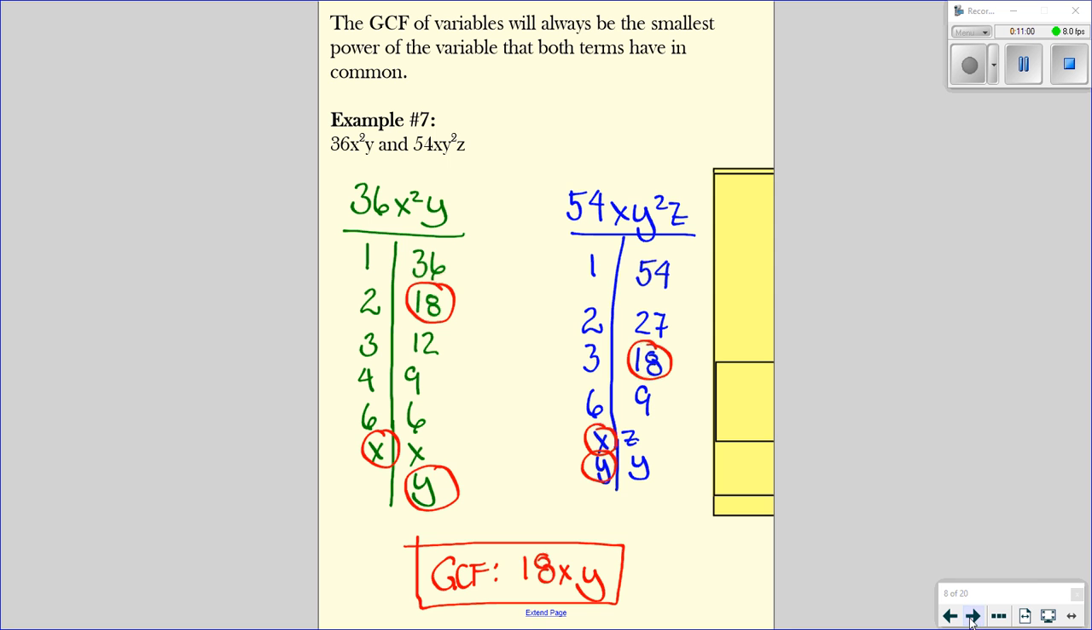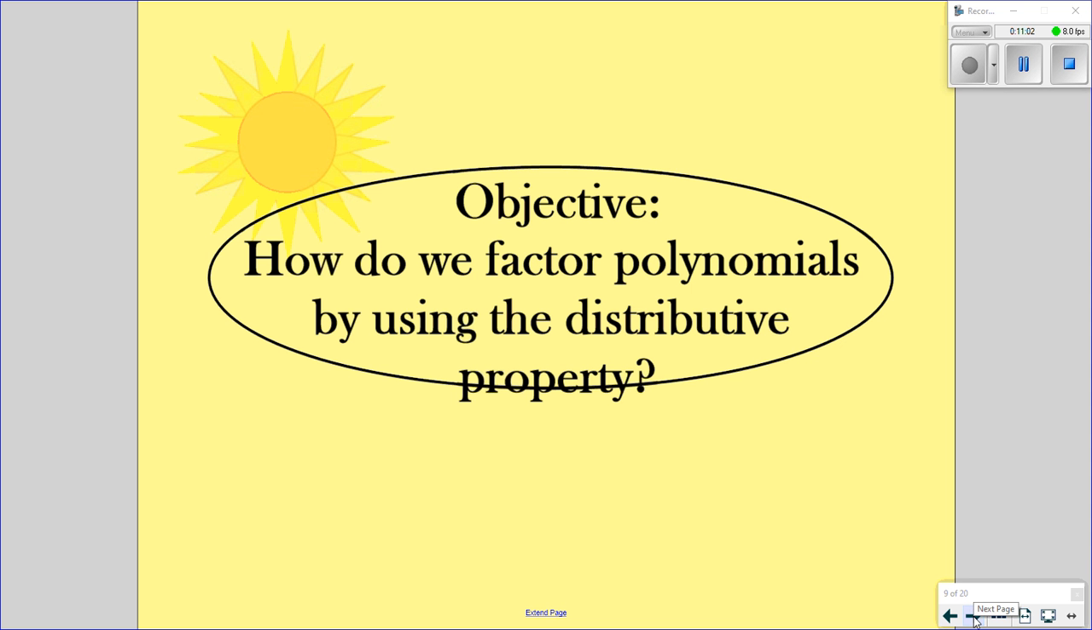All right, next one. Okay, this is the second half of the lesson where we're dealing with, oh my God, not polynomials, with factoring with distributive property. Distributive property. Oh my God, how come I messed that up? So the objective is, how do we factor polynomials by using the distributive property?